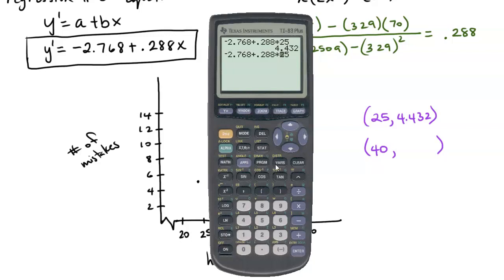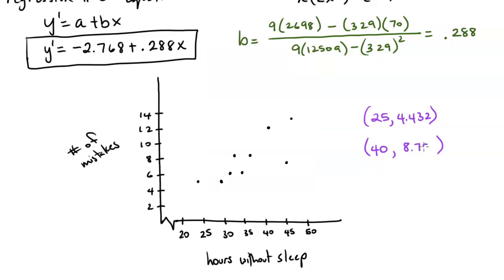And then if X equals 40, let's hit second entry and just throw 40 in there. 8.752. So these would be my best approximations. So 25, 4.432. So I'll say that's somewhere right under here. And then at 40, we're at 8.752, somewhere right here.